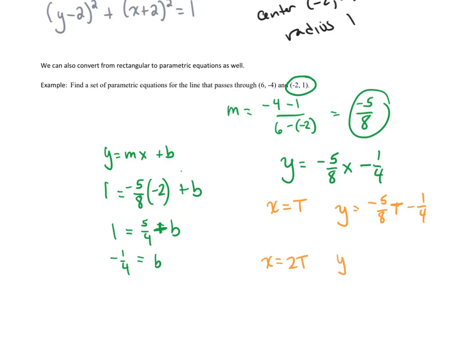If I do x equal 2t, then I want to figure out something that when I plug that in, that would make that true. So this would be -5 over 4t minus 1/4. Now the reason it's 5/4 is if I look at putting 2t in for x, the 2 would cancel with that and give me 4. So that's why I have this set of equations.